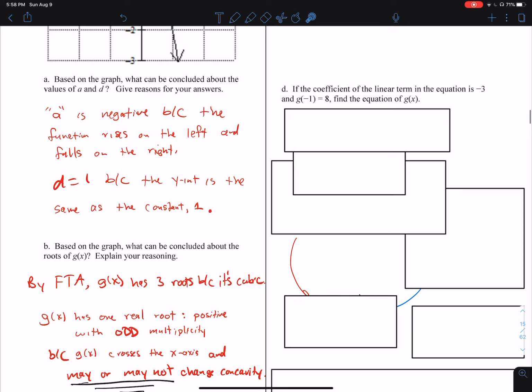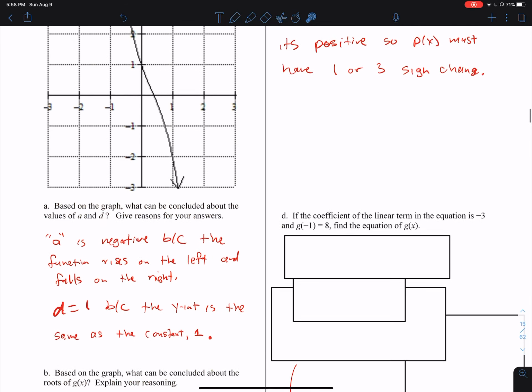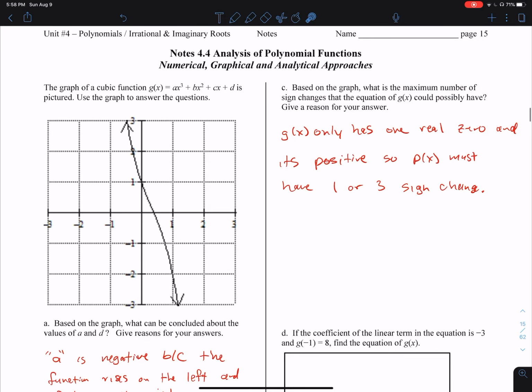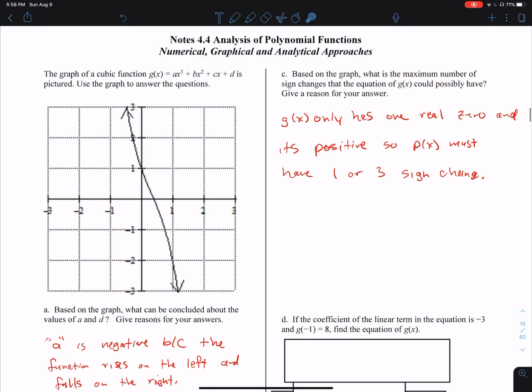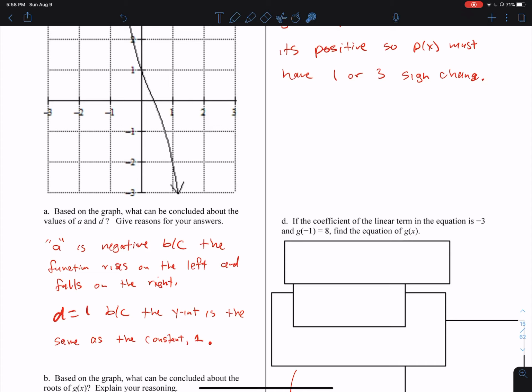D, if the coefficient of the linear term in the equation is -3, so first of all, what's a linear term? This is a cubic term, a quadratic term, a linear term. The linear term is the one that makes a line, which is x to the first. So if that is a -3 and g of -1 is 8, find an equation for g of x.